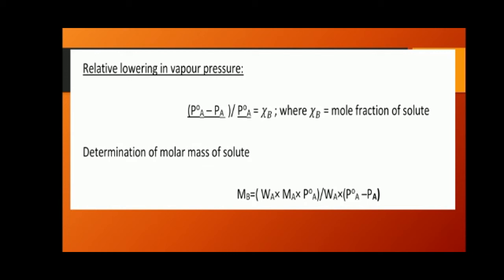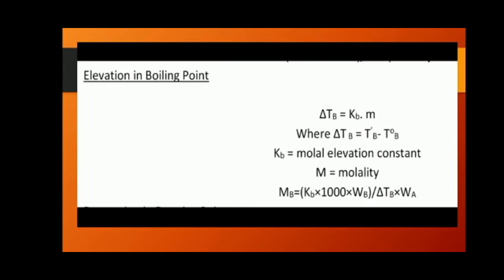This relation is always used for the determination of molar mass of the solute, and the quantitative expression is given here. Next is elevation in boiling temperature. The quantitative relation is ΔTb equals Kb multiplied by molality, where ΔTb, the change in boiling temperature, is Tb minus T0b, Kb is the molal elevation constant and small m is molality.